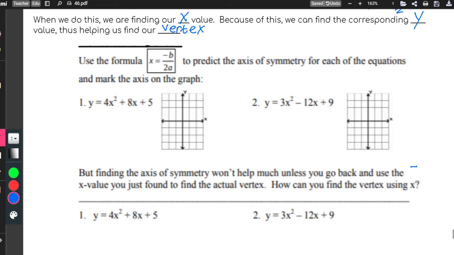So with that, we're going to do a couple examples, find the axis of symmetry again, and then we're going to draw it. So I'm going to have you guys help me with this one. For number 1, what is our a value? A equals 4. What is b? B equals 8. So what is our axis of symmetry? Looking at our equation, we'll have x equals negative b over 2a. So if we plug in our values, what do we get for x?